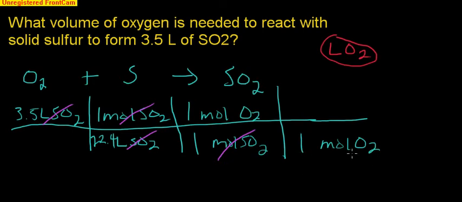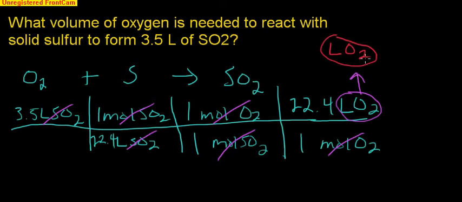So 1 mole of O2, remember at STP, 1 mole of any gas occupies a volume of 22.4 liters of O2. So now, what's canceling? The moles of O2 cancel. I'm left with liters of O2, which is good because that's the unit that I wanted. Now to solve this, all I do is multiply everything on top, 3.5 times 1 times 1 times 22.4, and divide that by everything multiplied on bottom. So I'm going to say 22.4 times 1 times 1.